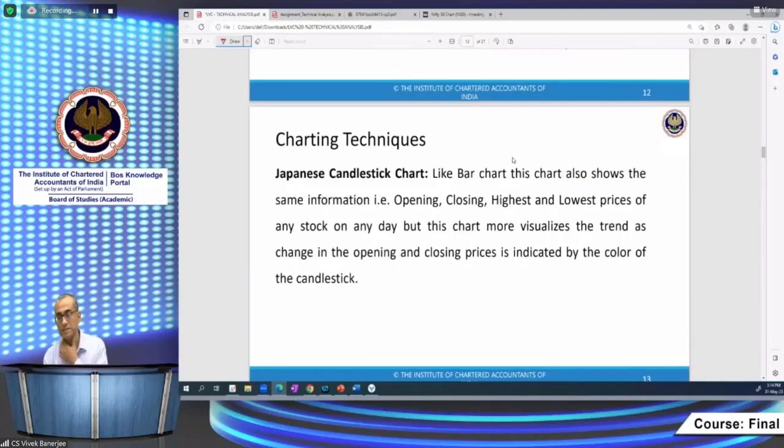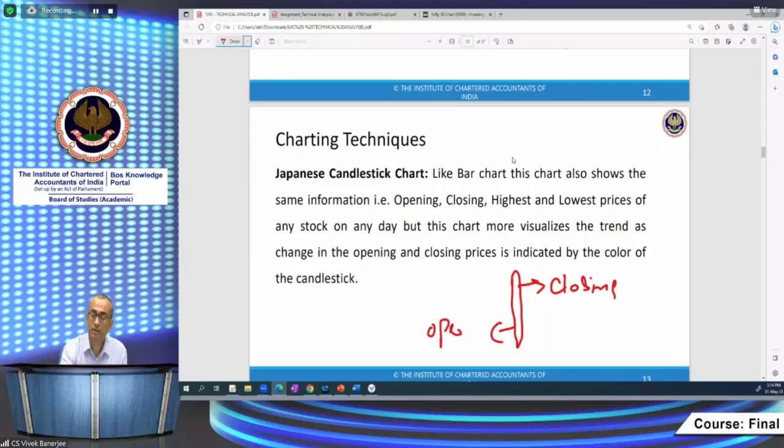Now come to Japanese candlesticks. The Japanese candlesticks are even more popular than the bar chart because it is more user friendly. So generally, most of the time, the technical analysts use the Japanese candlestick. I will take an example. It is shown this way. It is more or less the same as the bar chart. This is closing. This is opening. This is the highest point, the highest price during the day, and this is the lowest price during the day.